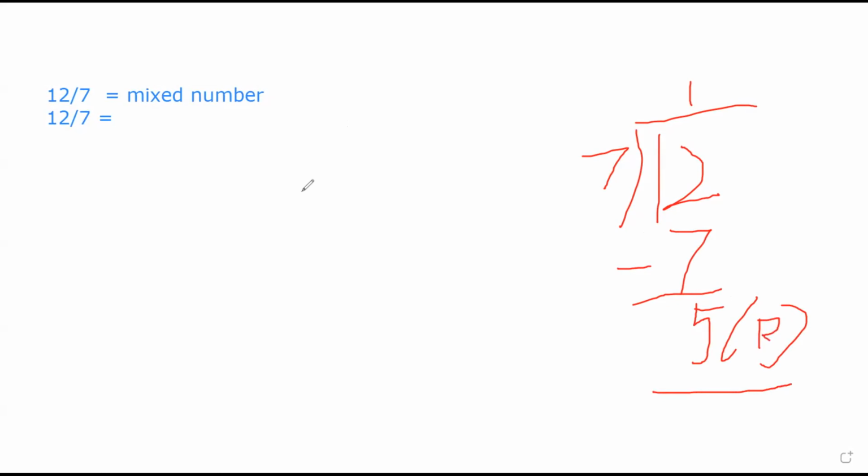And now I will explain the answer. First, you have to take the full number, which is 1. And then later you have to take the remainder, which is 5. Then you have to take the denominator, which is 7. And that is how you get a mixed number by dividing an improper fraction.